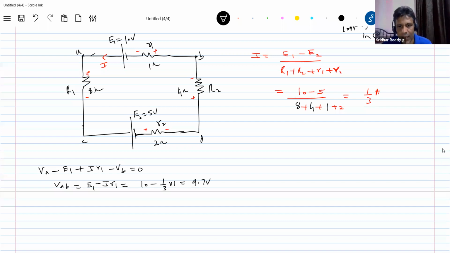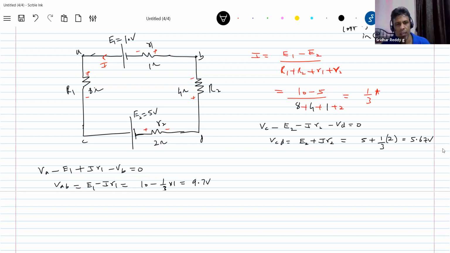Let's come to this cell. VC minus E2 minus IR2 minus VD equals 0. So VCD equal to E2 plus IR2. Value of E2 is 5, 1 by 3, and this is 2. So 5.67 volt. What is the state of this cell? Is it charging or discharging? Anybody? This is discharging, no? And what about this? This is charging.